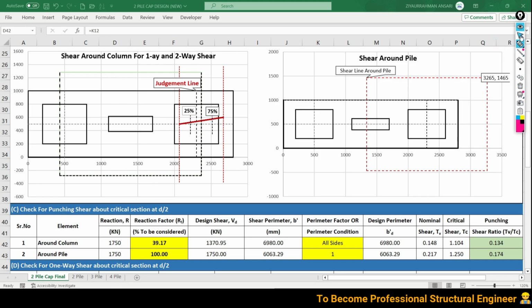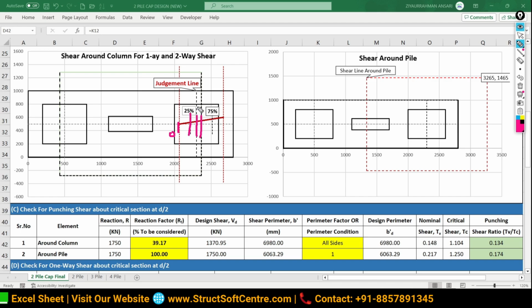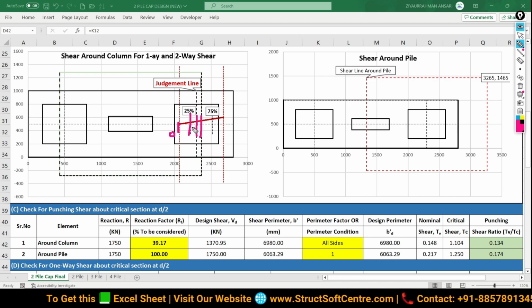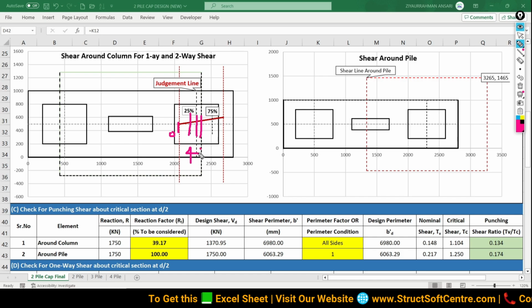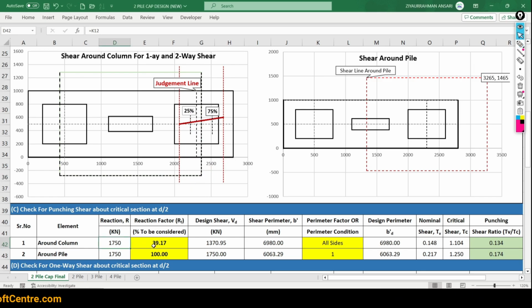And try to understand where your judgment line is coming. This is your judgment line, at the center of the pile, it is 50 and it is 0. So from 0 to 50 it is coming, and it is 25. Now the judgment line is very close to 50. So I can consider it as 40%. You have to take a judgment to consider the percentage of reaction. So I am going to consider it as 40%.